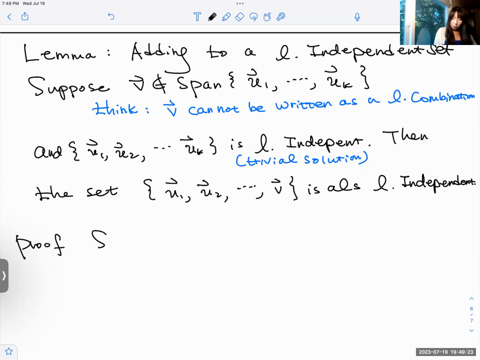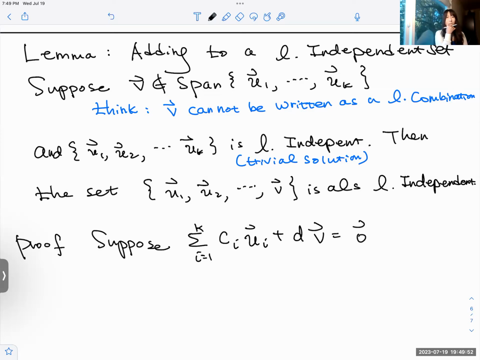Prove. Okay, suppose we have the summation from i equal to 1 to k of c sub i, u sub i, plus d times V, equal to the zero vector. Okay, we said that. All right, we want to show that they have only a trivial solution, right? Because they say they're independent, right? So we need to show that.